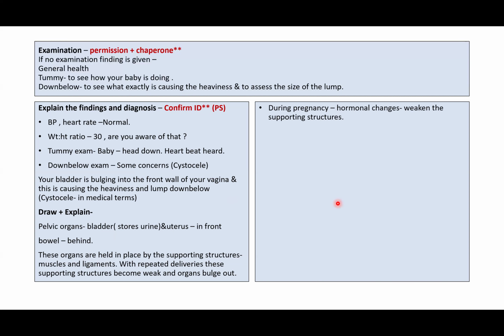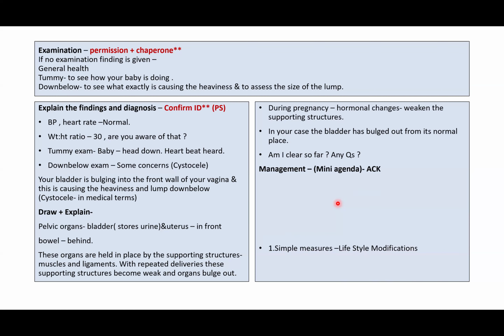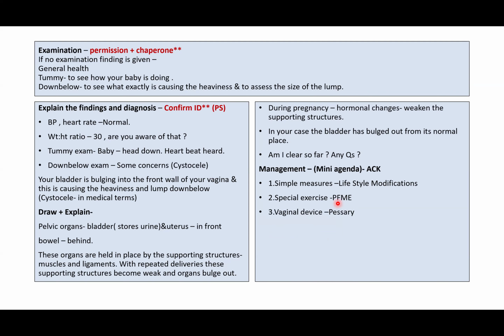And during pregnancy, there are hormonal changes. They can weaken the supporting structures. In your case, the bladder has bulged out from its normal place. Am I clear so far? Any question? Now, coming to the management, you will tell her, all right, so is it okay if I discuss with you about the management? We have the simple measures like lifestyle modification, some special exercise, and vaginal device like pessary. So I'll discuss about them one by one.